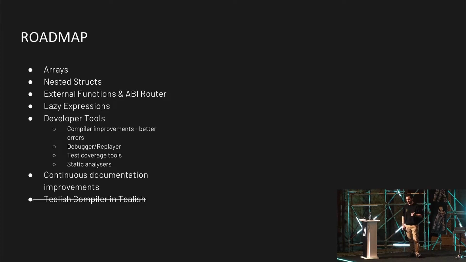And then, so on most language roadmaps, one of the items on the roadmap is the Tealish compiler in Tealish, or X compiler in X. We never want to see this. If this is possible, it means the project has failed. And there's one guy right there who I know is going to try to do it. But hopefully it should be impossible. That is not an aim of the project. This is a very domain-specific language.